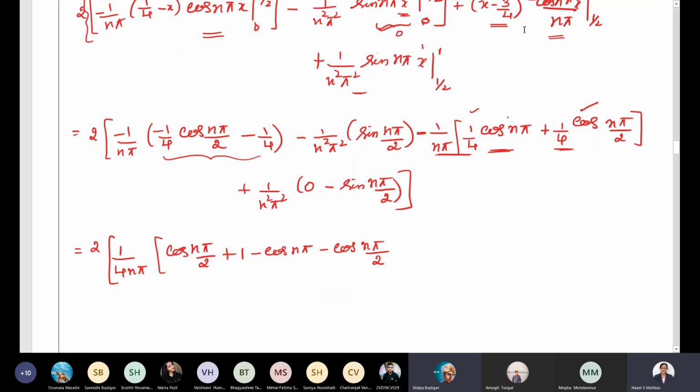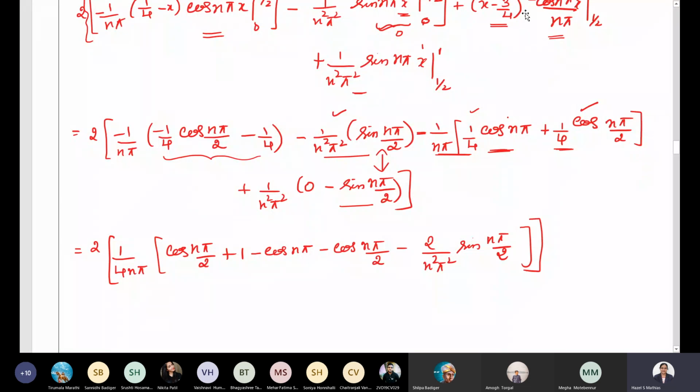1 by n square pi square, we have to take common. Okay, we can take that common. See here, minus 1 by n square pi square minus 1 by n square pi square into sin n pi by 2. These are same terms. So you can write it as minus 2 by n square pi square sin n pi by 2. So minus 1 into minus 1 is minus 2, like that, minus 2 by n square pi square sin n pi by 2. So these are the terms which are pending over there.